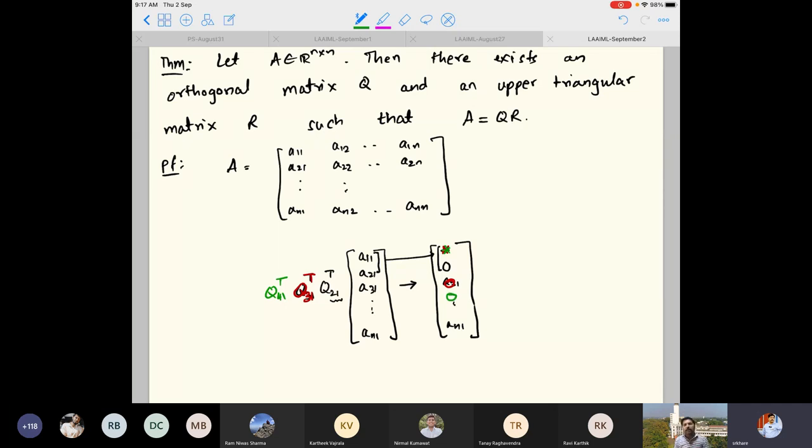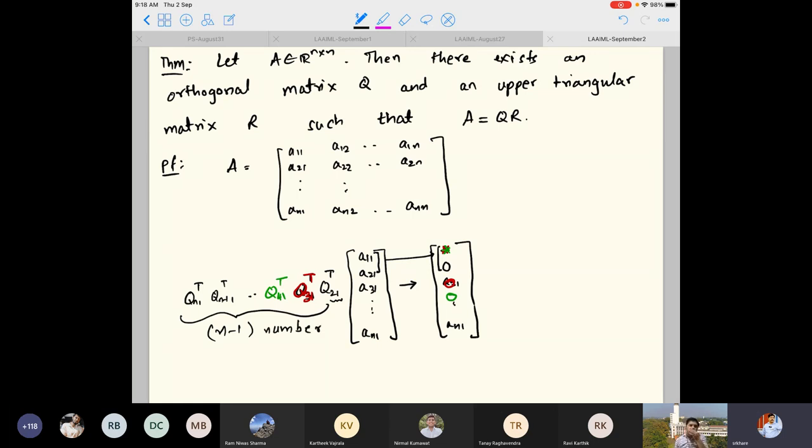So how many such rotators will I require for the first column? For the first column I'll need Q21, Q31, Q41 up to Q(n-1),1, and Qn1, right? So n minus 1 matrices I'll require. Is that right? So these are the number of rotators I require. These n minus 1 rotators will make the first column into 0.